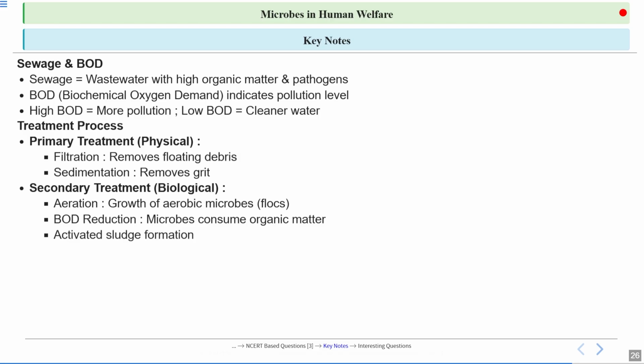Then the activated sludge is formed, and a part of this activated sludge is pumped into the aeration tank so as to start the overall process again. Then the remaining activated sludge is pumped into the anaerobic digestion tank, where the biogas is produced by the activity of the anaerobic bacteria as they further degrade the organic matter.